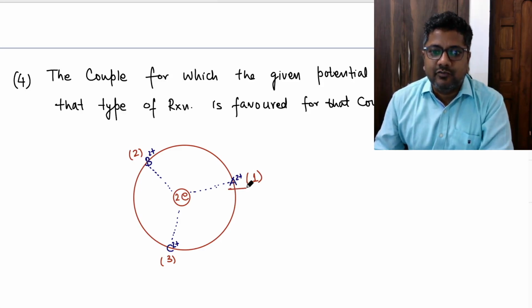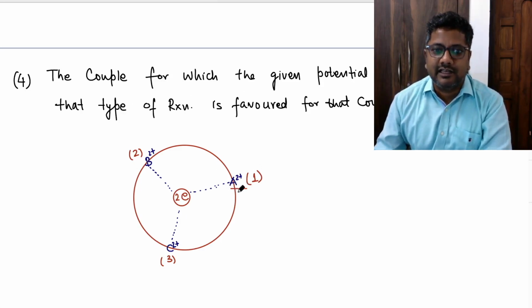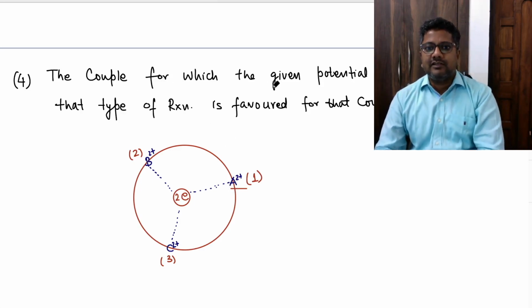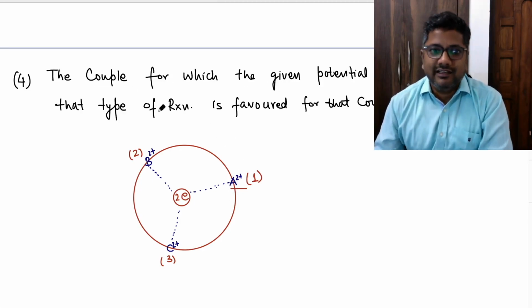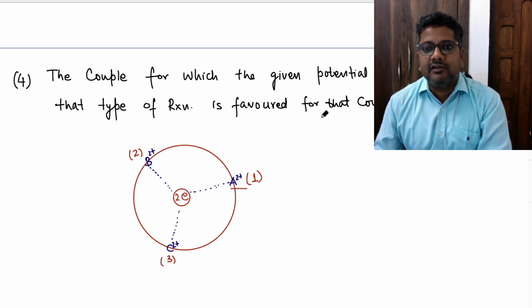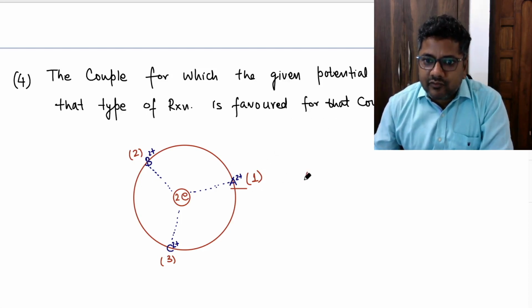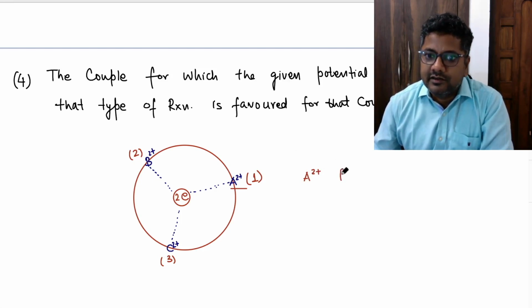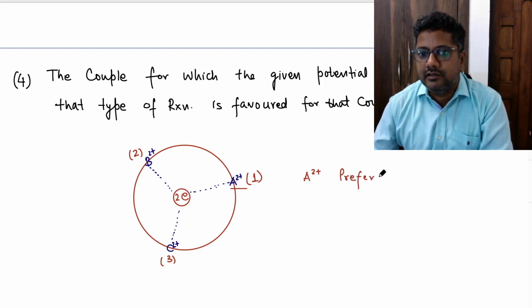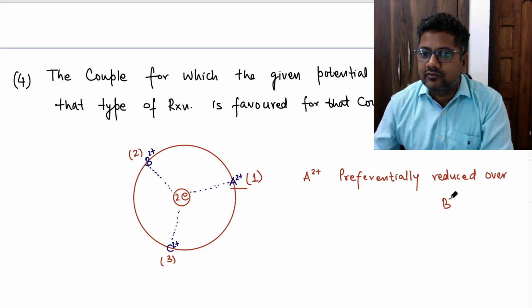The winner is A2 plus. So what I have represented here is that for the couple whose given potential is high with sign, that type of reaction is favored for that couple. Means A2 plus is preferentially reduced over B2 plus and C2 plus.